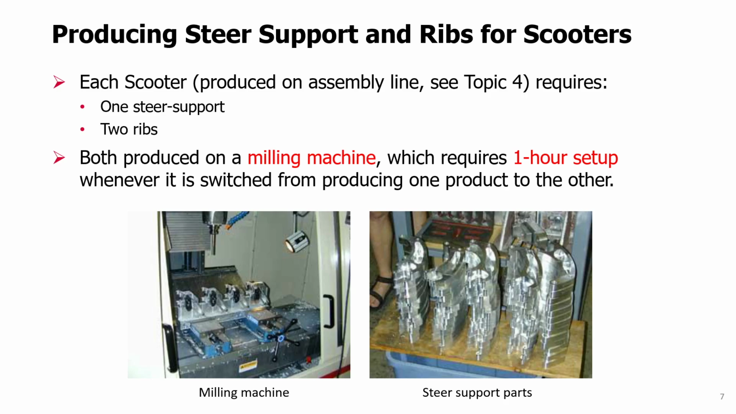So the milling machine, when it produces those two parts, requires a 1 hour setup time whenever it is switching from producing one product to the other. So here you have a picture of the milling machine, and then also you see the steer support part.